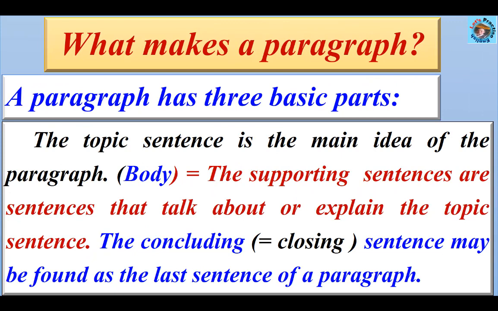What makes a paragraph? A paragraph has three basic parts. The topic sentence is the main idea of the paragraph. Body. The supporting sentences are sentences that talk about or explain the topic sentence. The concluding closing sentence may be found as the last sentence of a paragraph.